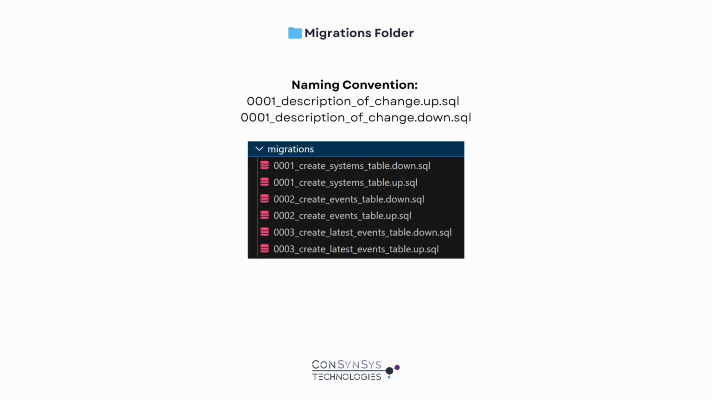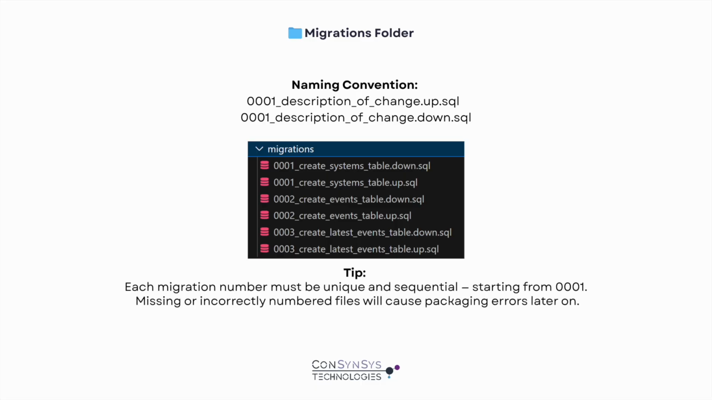1 description of the change.up.sql and 1 description of the change.down.sql. Each migration number must be unique and sequential, starting from 1. Missing or incorrectly numbered files will cause packaging errors later on.